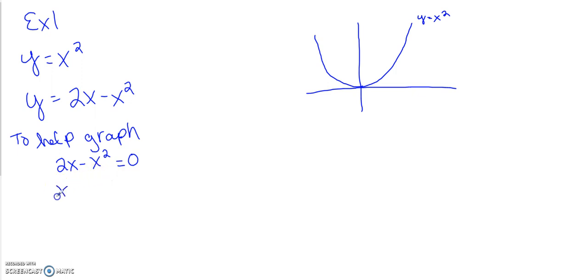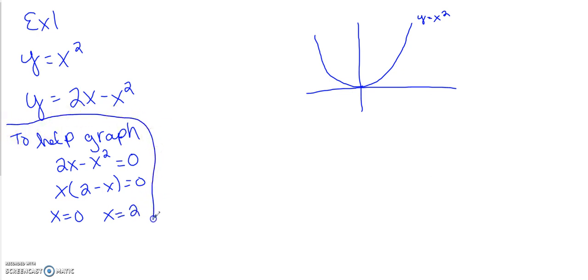So what I'm going to do is factor out an x. So that leaves me with 2 minus x equals 0. So I get one intercept at 0 and another one at 2. Okay, now what does this tell me? Again, I'm just going to put this off to the side because all this is going to do is help me graph. So I know 0 is going to be here and I know 2 is somewhere out here. Again, upside down parabola. So we got here, and here's my 2.